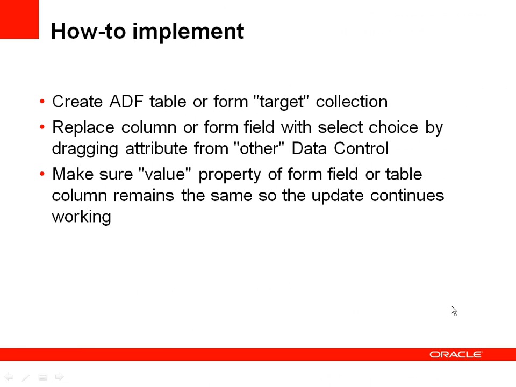Okay, to summarize, what I did is I created the table from the target collection, so the collection that I used to update the database, and then I replaced the column or the form field with a select one choice, making sure that the value property string, the expression string that is used to update the target source, remains the same. As you've seen, JDeveloper is very smart, so it makes sure that the string is always the right string, but just to be sure that it is the right string, it's a good and recommended option to copy the existing string into the clipboard and then paste it back later on.